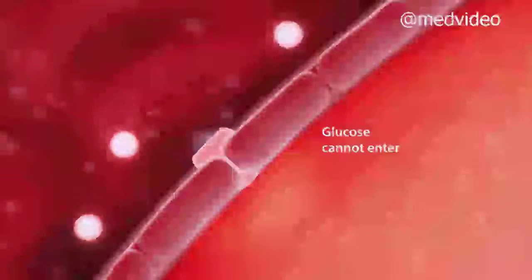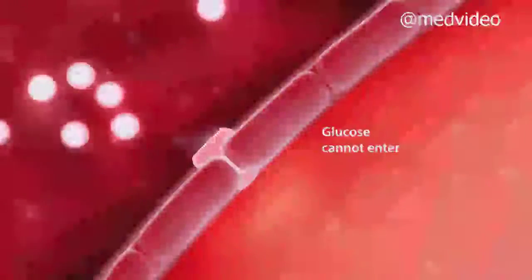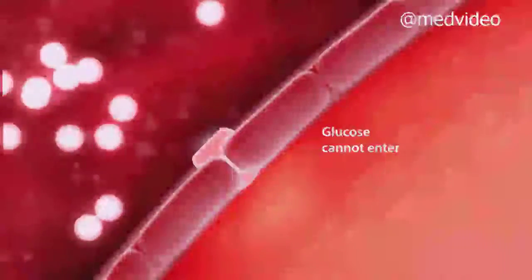Glucose is unable to enter the body's cells. When this happens, the cells don't have enough fuel to function properly. Glucose builds up in the blood.